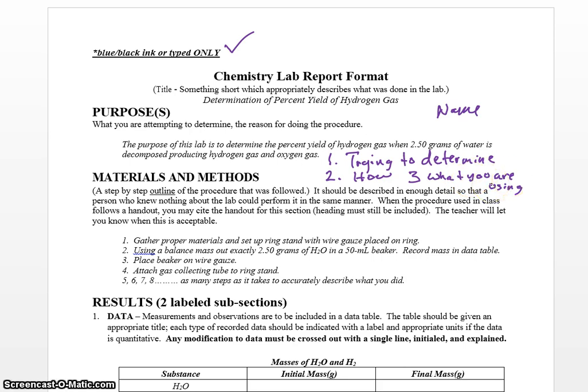If you read the purpose here, the purpose of this lab is to determine the percent yield of hydrogen gas. So that tells you what we're trying to do. We're trying to determine the percent yield of hydrogen. How? By decomposing. And what are we using?